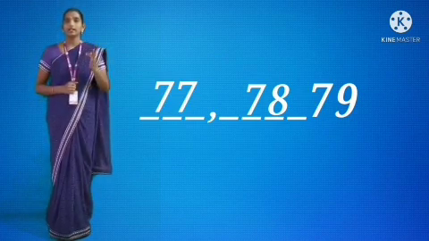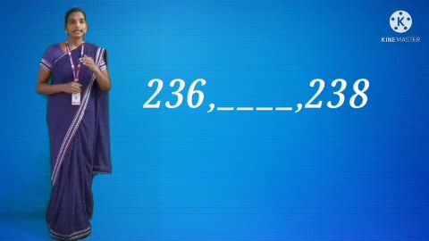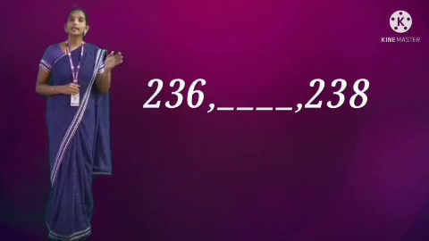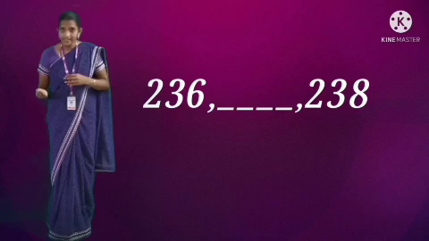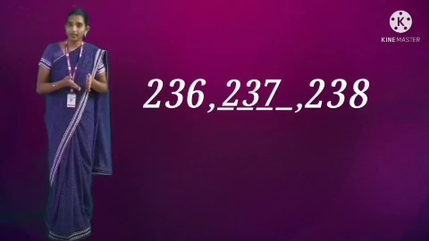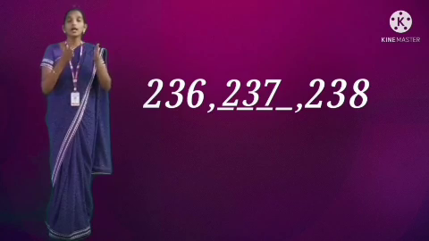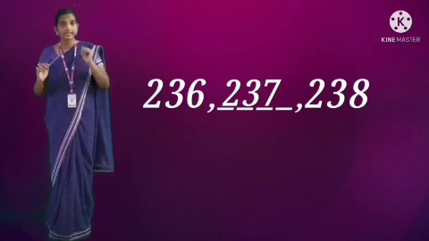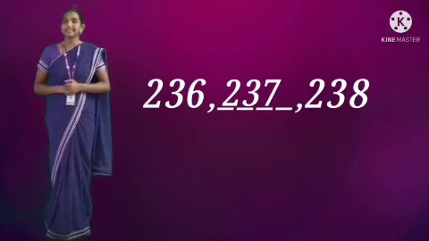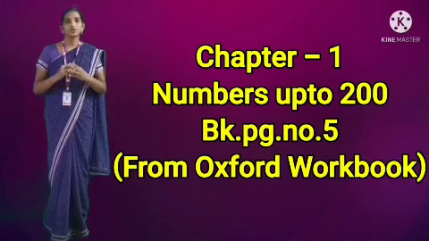77. Very good. Number 3, 236 dash 238. So 236, 237, 238. Yes. So 237 is the number between 236 and 238. Very good. Now, chapter 1, numbers up to 200.